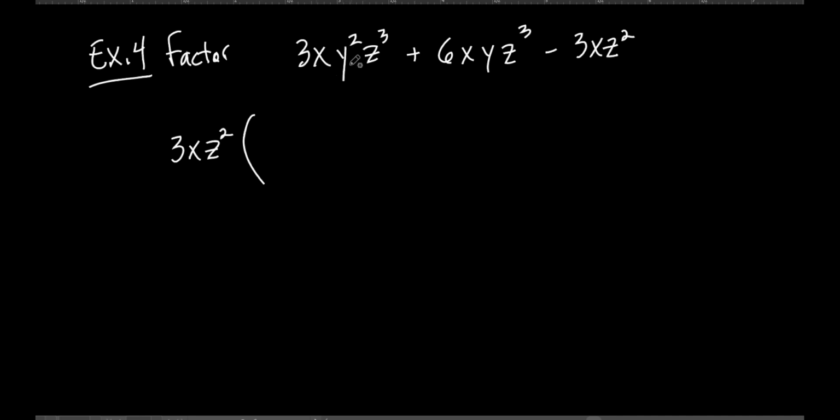I don't have anything to divide that by, so I just write down y squared. And then z cubed divided by z squared. What's that? It's just z. And I'm good to go on the first one. Now I do the same thing for the other two.